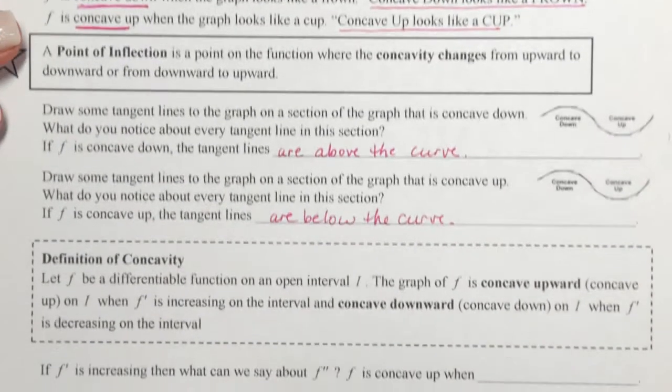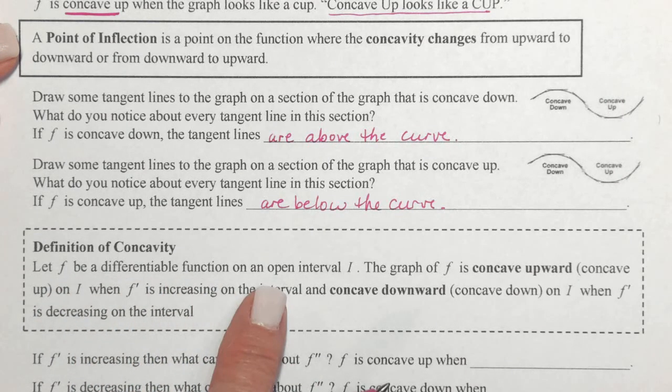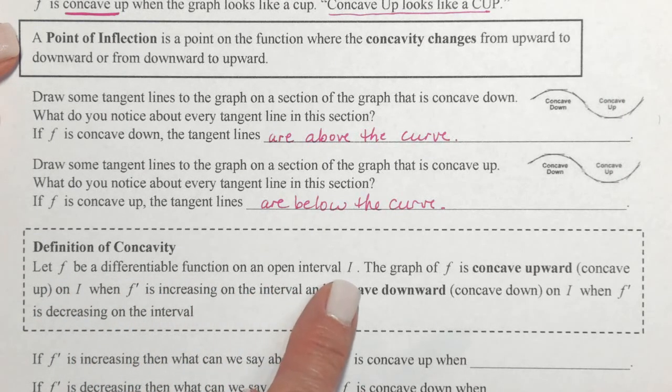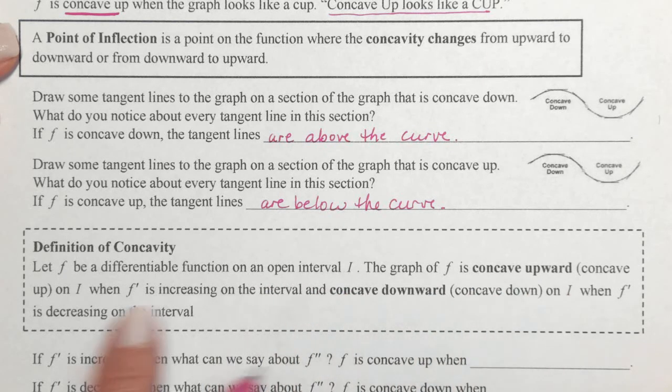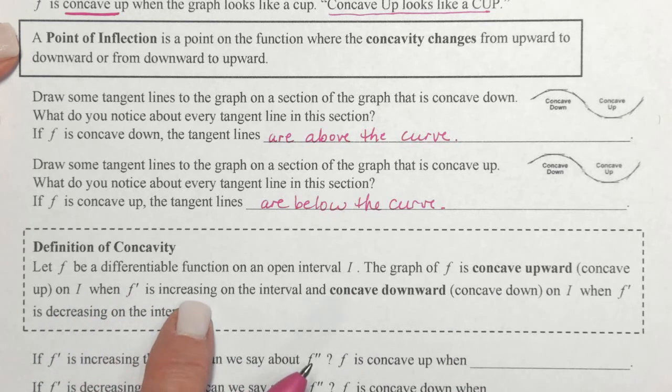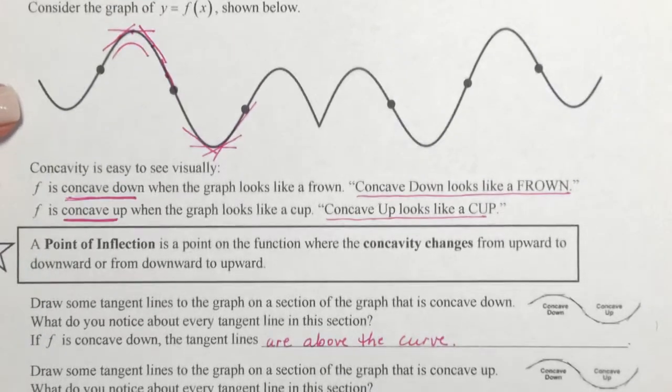All right, definition of concavity. Let f be a differentiable function in an open interval, I. The graph of f is concave up on the interval when f prime, the derivative, is increasing on the interval, and concave down when f prime is decreasing on the interval. So let's take another look at that, okay?